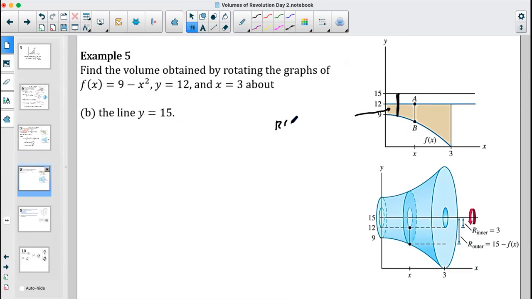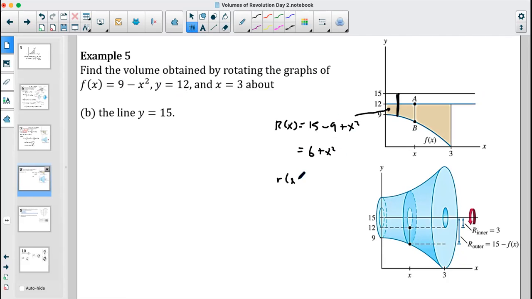Big R of x is going to be top minus bottom. The top is 15. The bottom is f of x, which is 9 minus x squared. So I do 15 minus 9 plus x squared, which is 6 plus x squared.